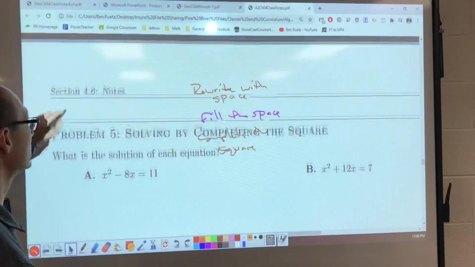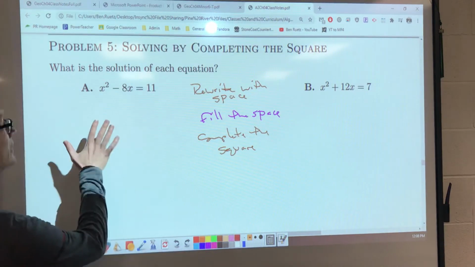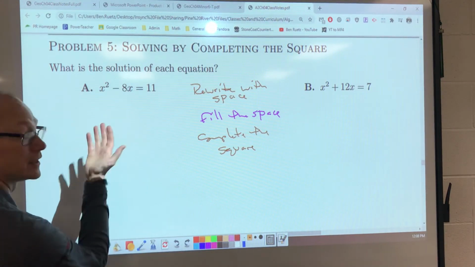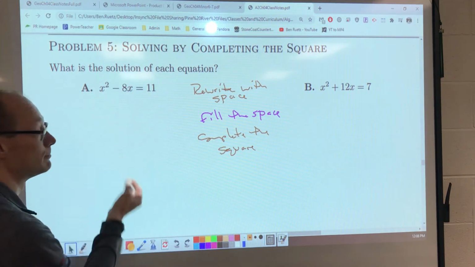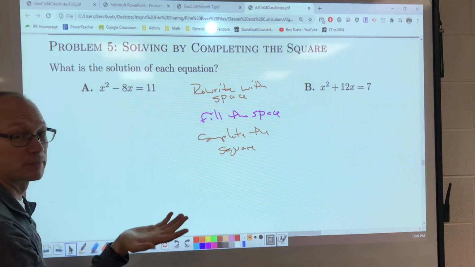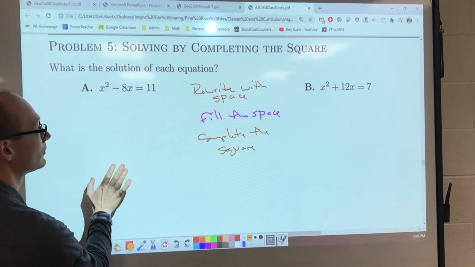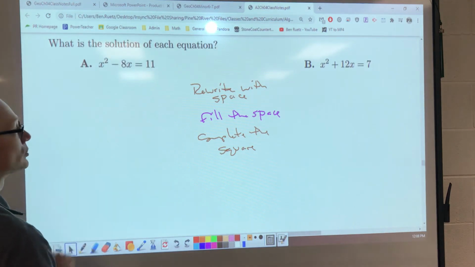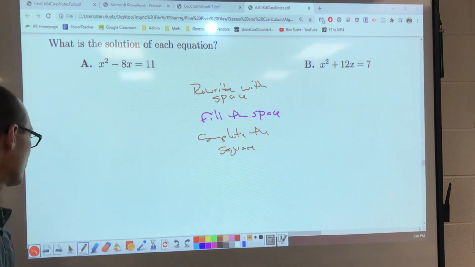Okay, cool. So let's see if we can solve these equations then. If I have an equation like this, and again, if I subtracted 11, I'd have a hard time figuring out two numbers that multiply to be 11 and subtract to be 8, because there aren't any rational ones. But I can use this process of completing the square to get my answer. So I've got a couple of things here. What we're going to do is rewrite these with some space.